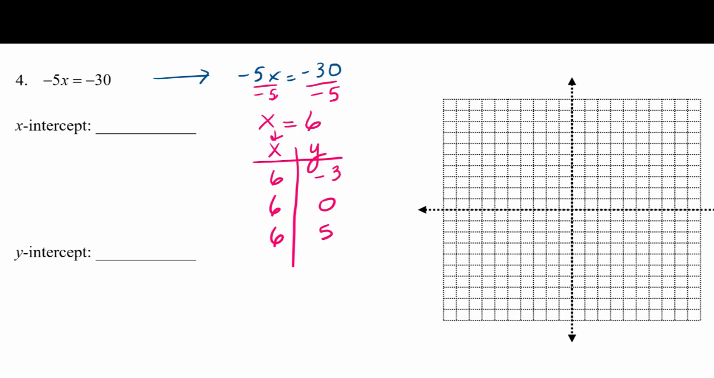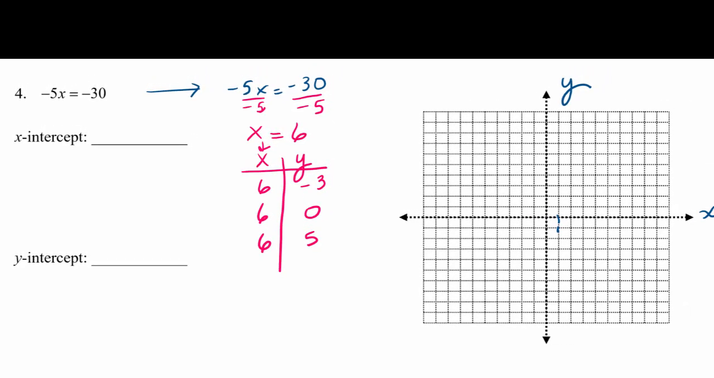Let's graph these ordered pairs now. These are each 1, x and y. 1, 2, 3, 4, 5, 6. So here's 6, okay? So (6, -3) is here. (6, 0) is here. And (6, 5) is up here. Notice how they line up one on top of the other, vertical, just the way we expected, right? And so when we join these 3, we get this nice vertical line.